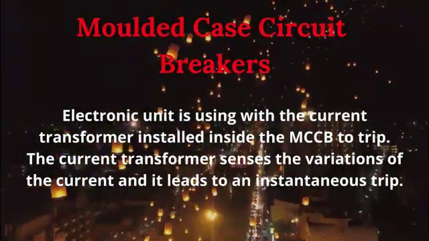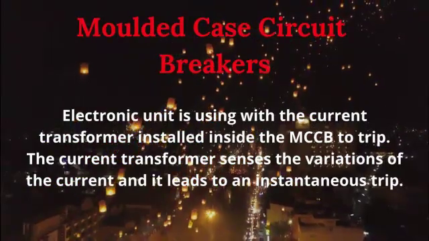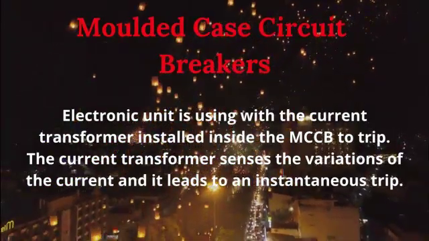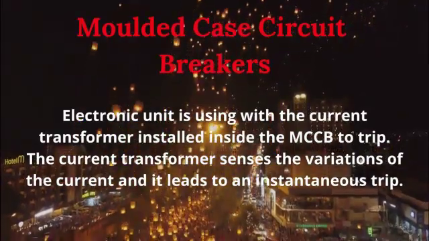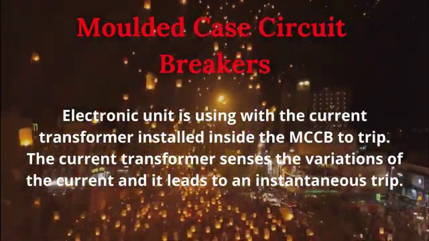The electronic unit uses the current transformer installed inside the MCCB to trip. According to the setting provided, the current transformer senses the variations of the current and it leads to an instantaneous trip.